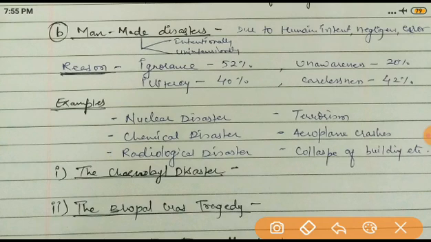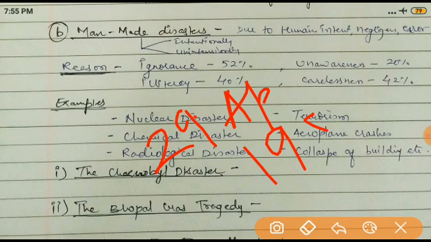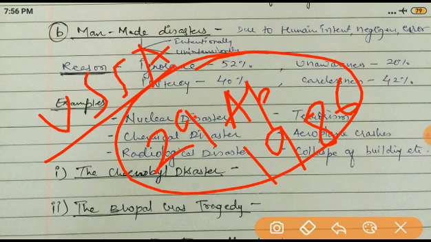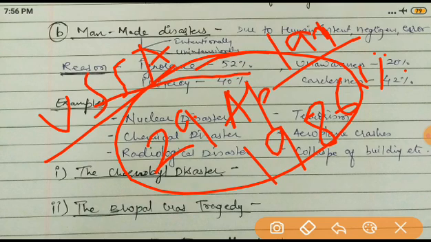This Chernobyl disaster was held on 29th of April 1986, which was in the USSR, the Soviet Union. This Soviet Union was divided in 1991. Nowadays it is in Ukraine, but earlier it was in the USSR. So this Ukraine incident is very drastic.